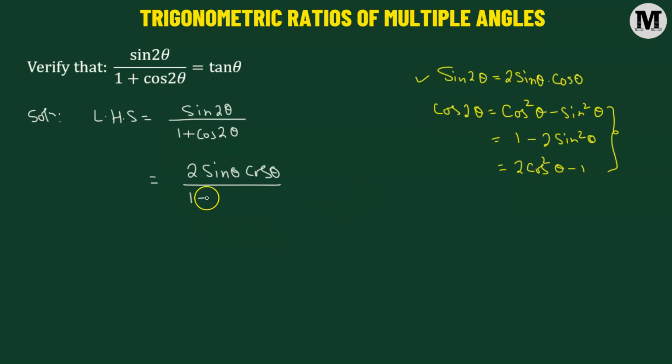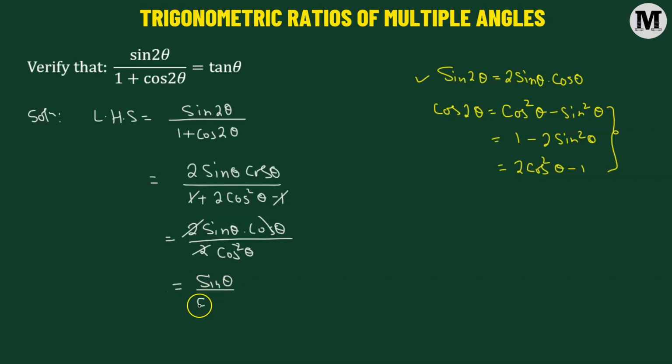So if we replace the value of cosine 2 theta with 2 cosine squared theta minus 1, then we can cancel out this 1 and this positive 1 to convert it into a single term. So now we have 2 times sine theta times cosine theta divided by 2 times cosine squared theta. Here we can factor out 2 from the numerator and the denominator. We can also factor out 1 cosine from the numerator and the denominator.